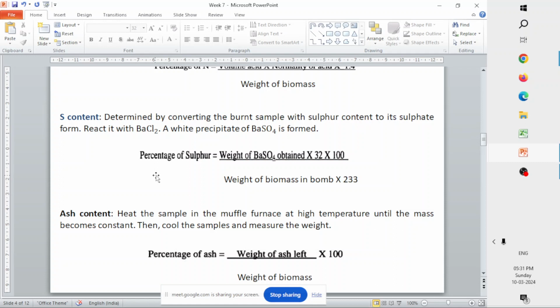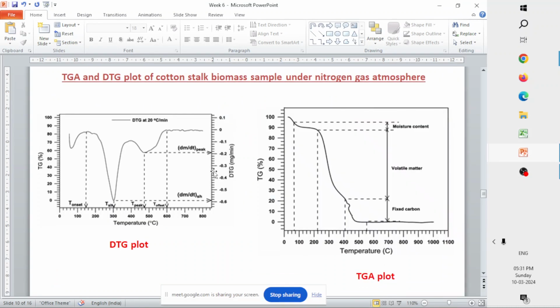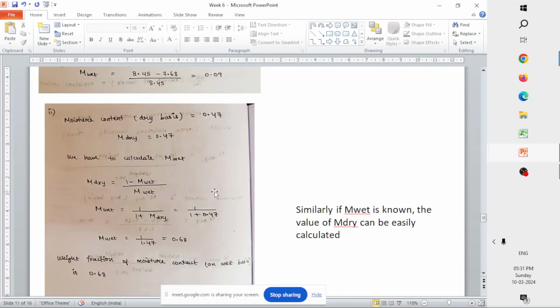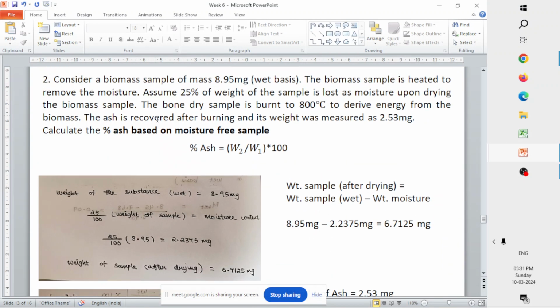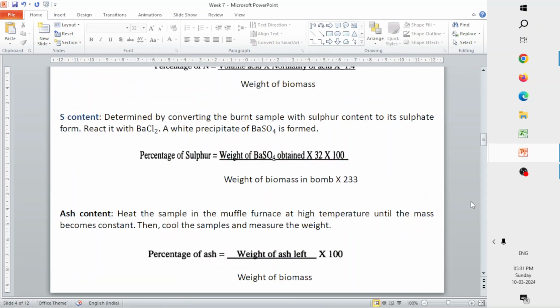This we have discussed last week in the week 6 lecture also. We solved a problem. Here we were asked to calculate the percentage of ash. That is nothing but, you take your biomass sample again. Here you heat the sample to a very high temperature until the mass becomes constant. Once the mass becomes constant, you take that residue out, cool it, and then weigh it.